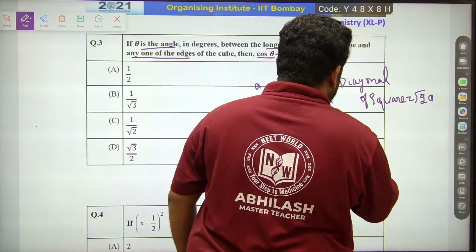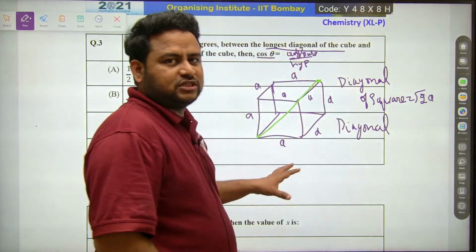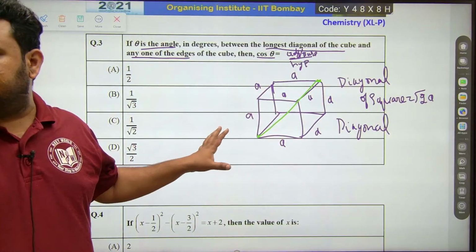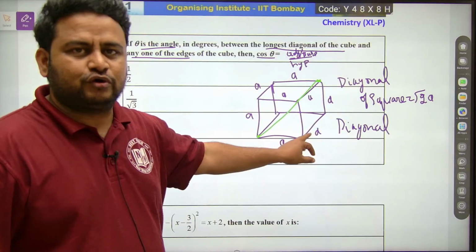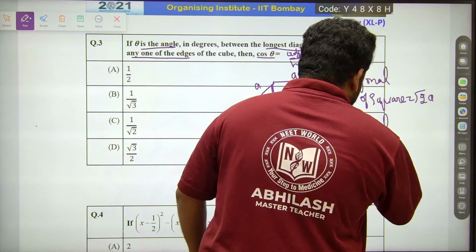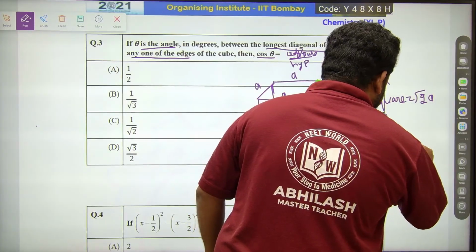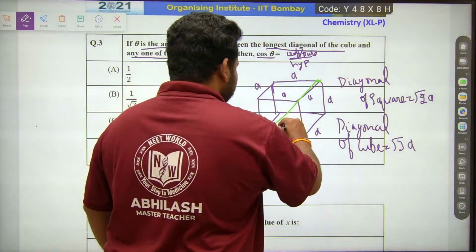Similarly, if I talk about the diagonal of a cube, this is the longest diagonal. They can ask for the longest rod, the longest stick that can be placed in a cube. Root 2 times a is for a square, so for the diagonal of a cube, it is root 3 times a. So this length will become root 3 times a.